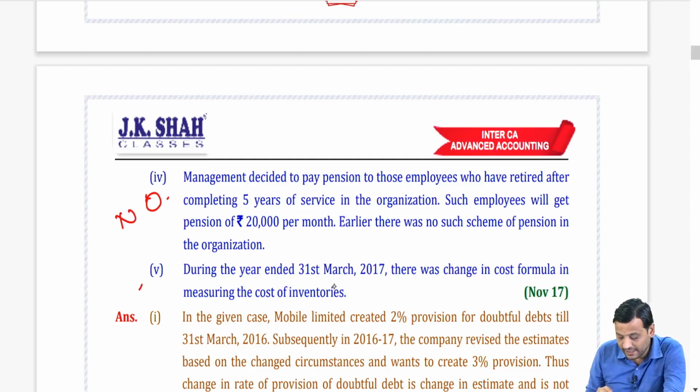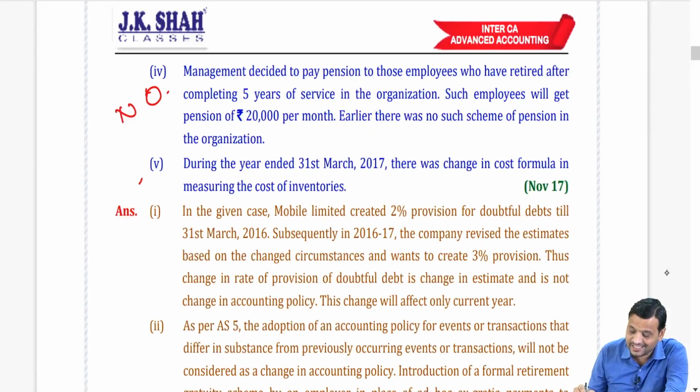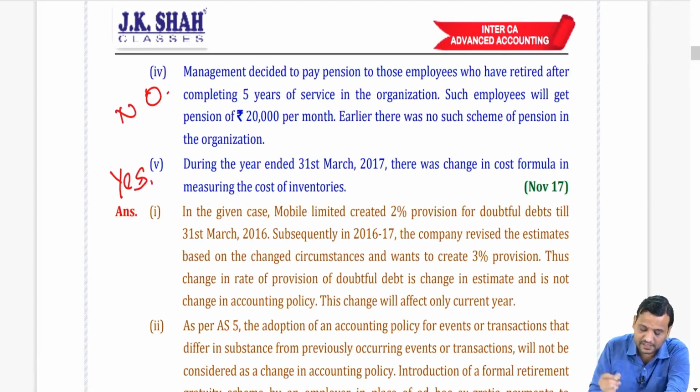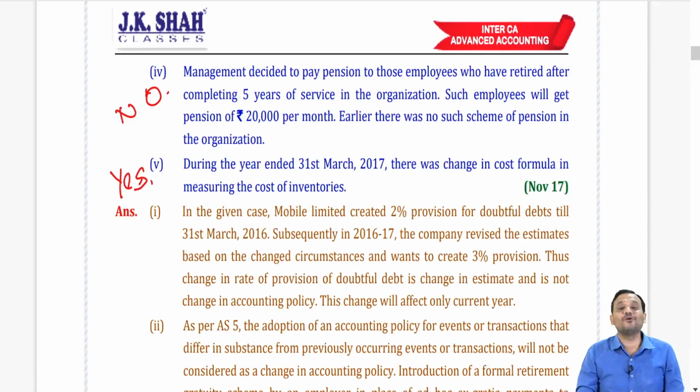Lastly, during the year ended on 31st March 17, there was a change in the cost formulae in measuring the cost of inventories. What should we do? Yes, sir, this is change in accounting policy. Cost formulae. Instead of first in, first out, now I am going for weighted average method. That is cost formula. Don't say method. How cost will be charged to my P&L, that has changed. The principle has changed there.